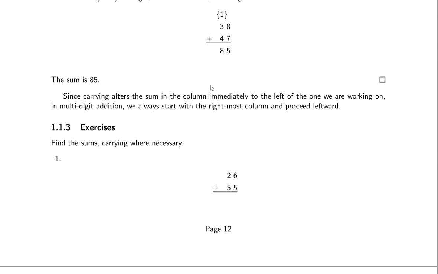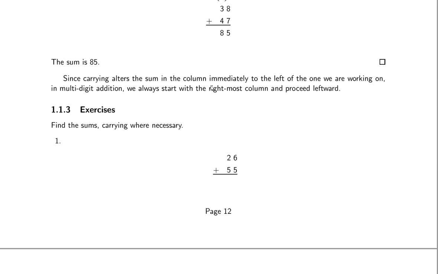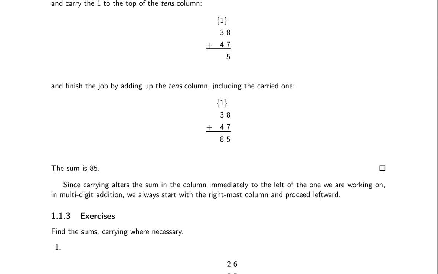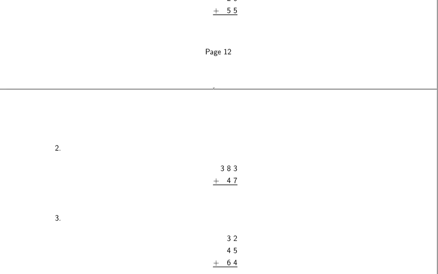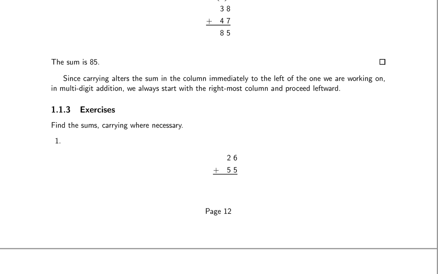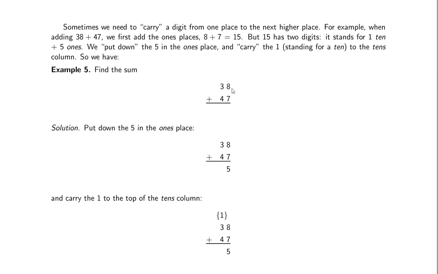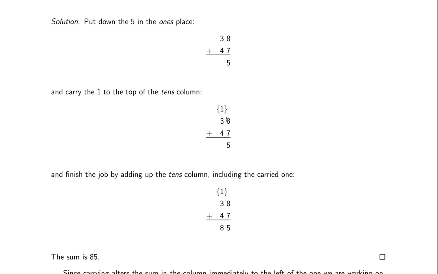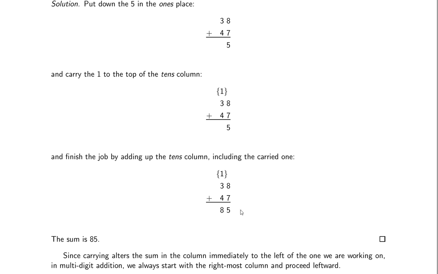Yeah, so here, let's do it. Let's look at this one. So 38 plus 47. All right, so it's lined up properly. The 8 plus 7 is 15. So write down the 5, carry the 1. And then 1 plus 3 plus 4 is 8. So the sum is 85.